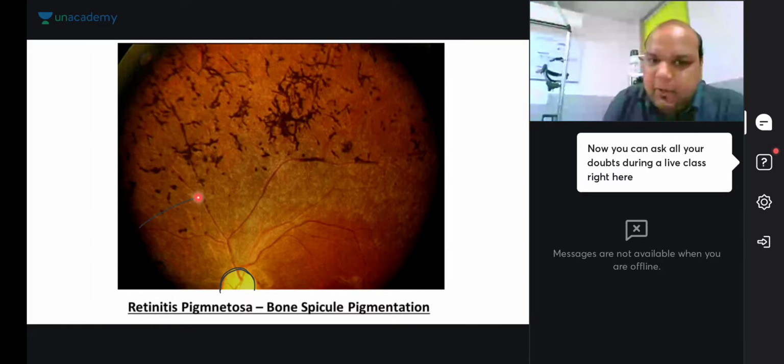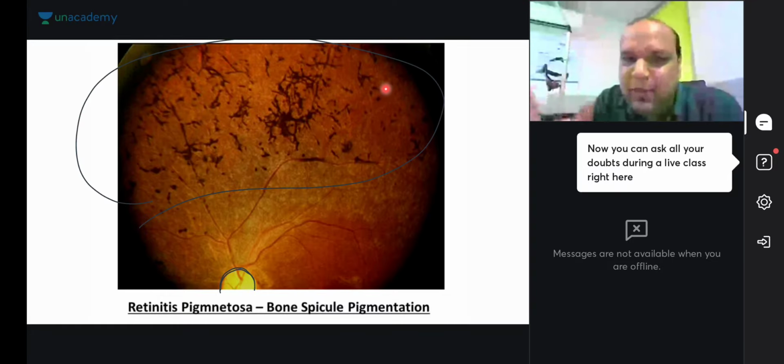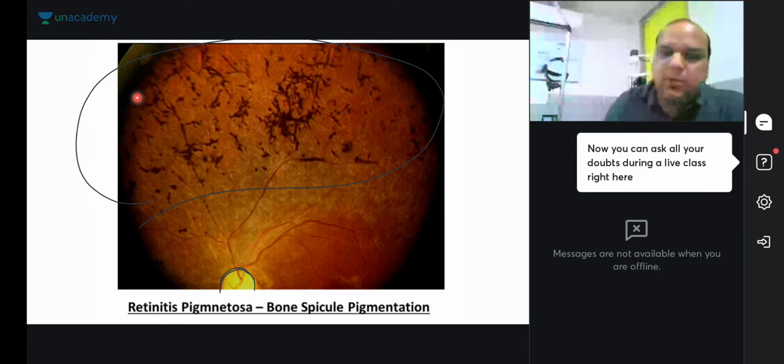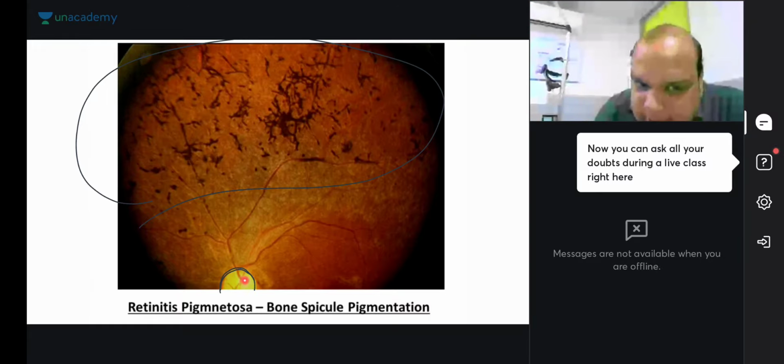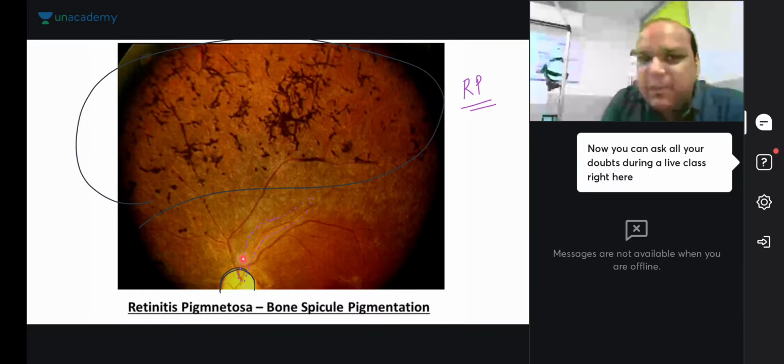Now in the periphery, I know that scattered throughout the periphery are some pigments in bony corpuscle shapes. Can I say this, everybody? Bony corpuscles. So this is bony spicule pigmentation. Also, if I note carefully, you see this arteriole and artery, everybody? Can you see that this arteriole or artery has been completely attenuated? Yes. So we can also see arteriolar attenuation along with bony spicule pigmentation, which makes it a case of retinitis pigmentosa.